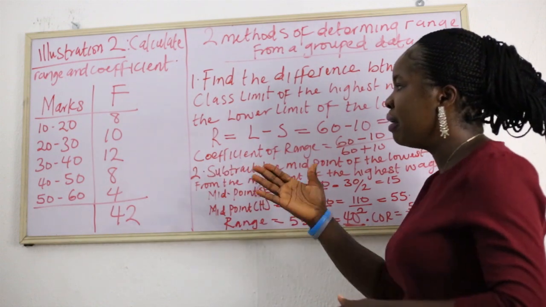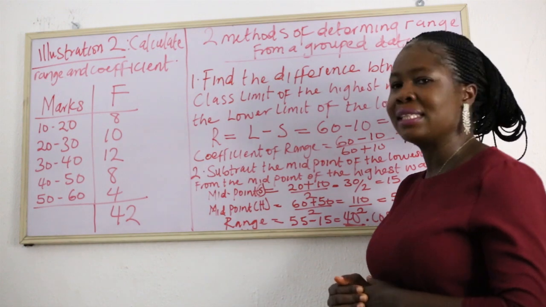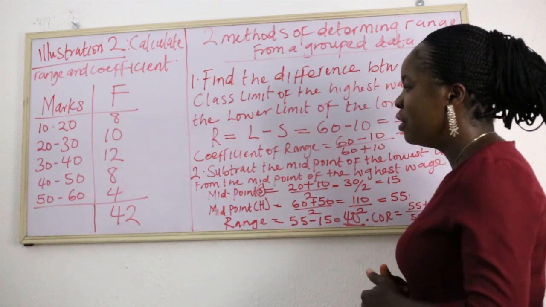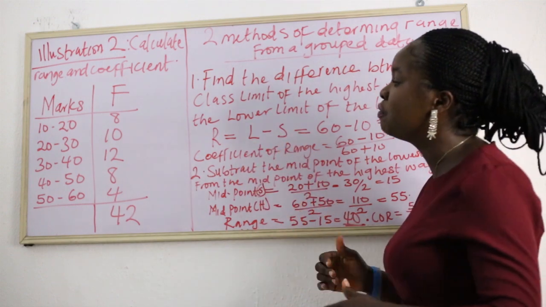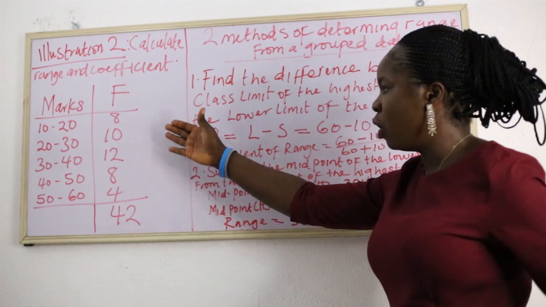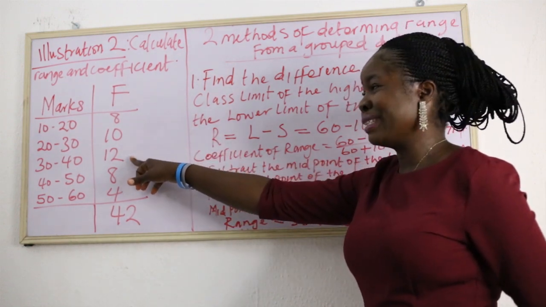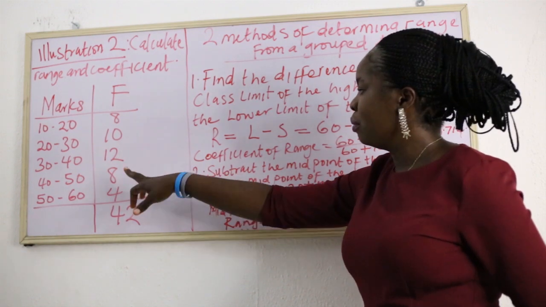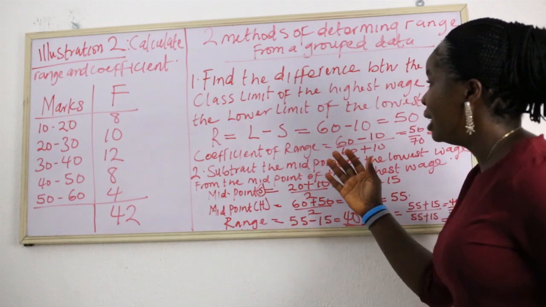Okay, illustration 2 says calculate the range and the coefficient of range from a group data, as we can see. Then we have the marks and the frequency. The marks are 10 to 20, 20 to 30, 30 to 40, 40 to 50, then 50 to 60. Then the frequency is as follows: 8, 10, 12, 8, 4. Adding all these together, 8 plus 10, that's 18, plus 12, that's 30, plus 8, that's 38, plus 4, that's 42.